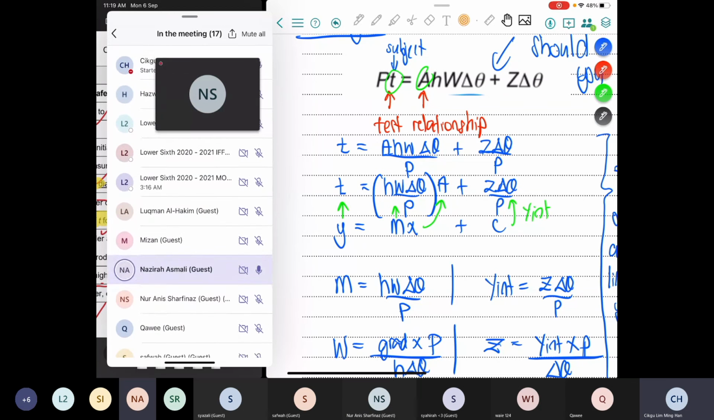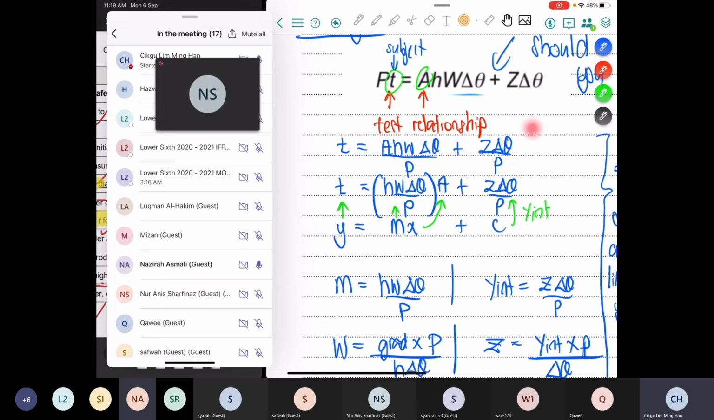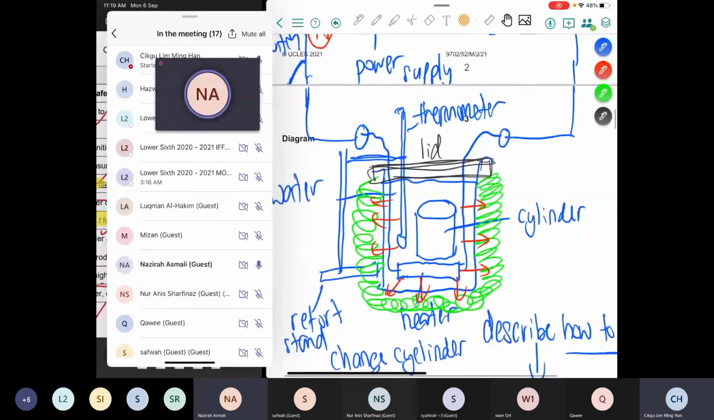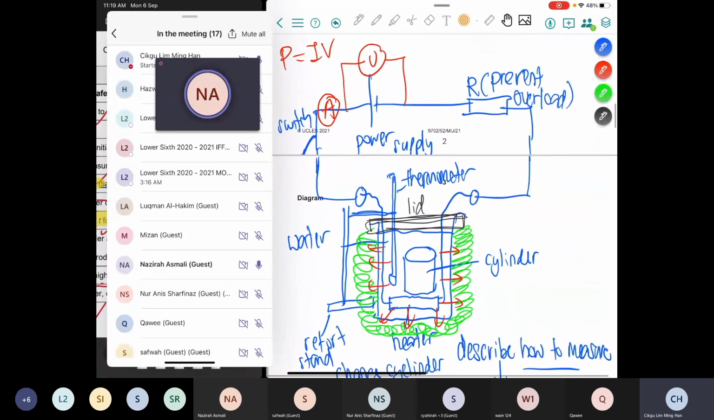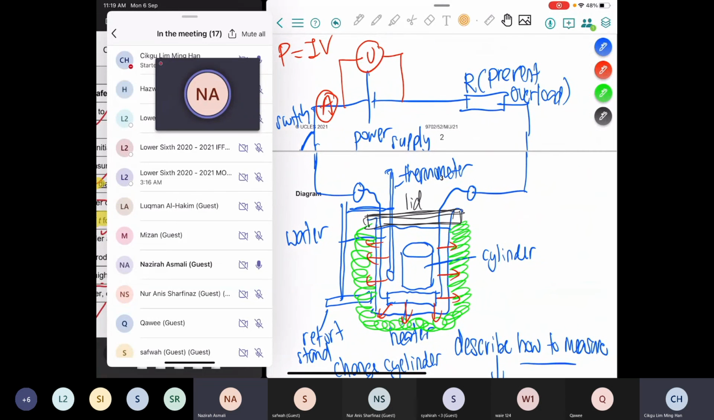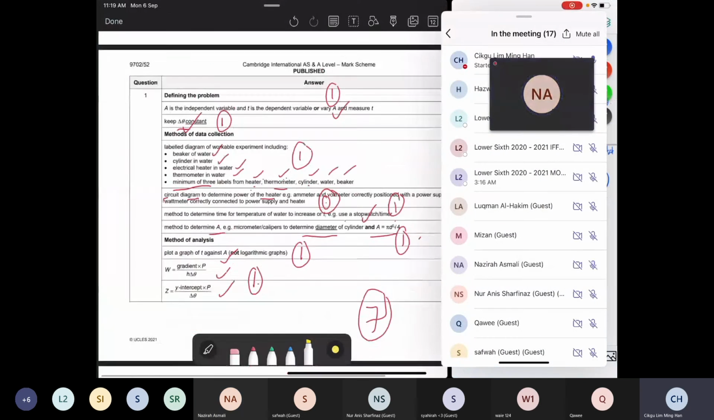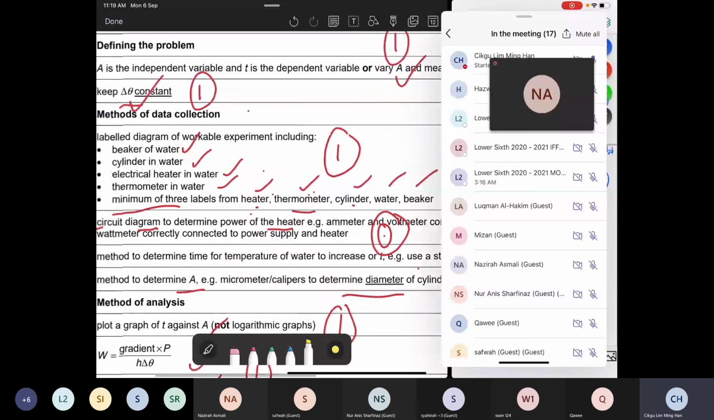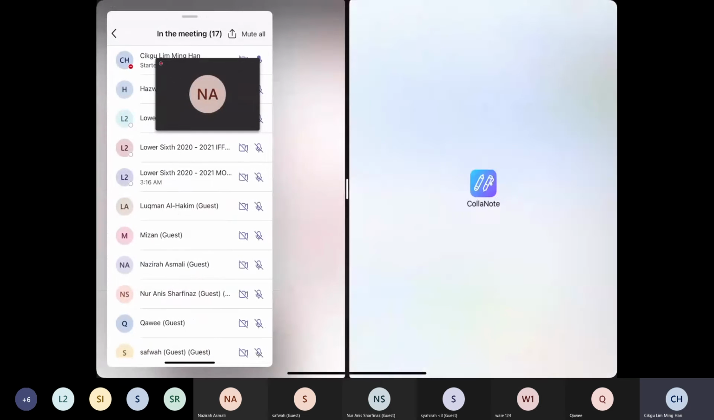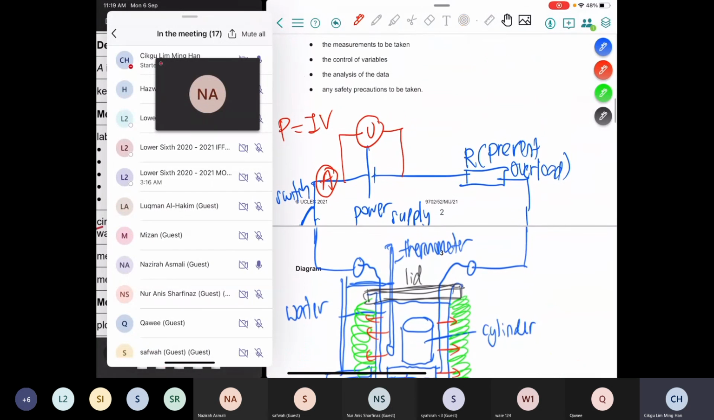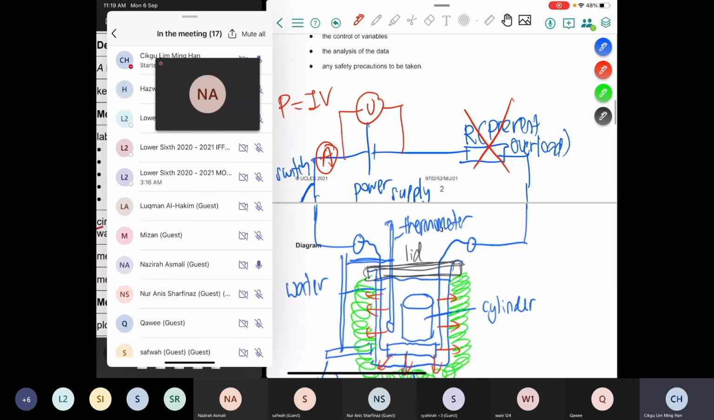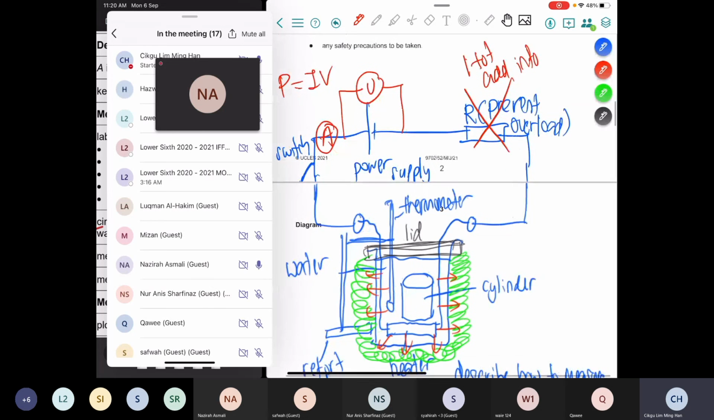Nazira, are you there? Yes. In the diagram there is resistance, right? Must it be there? Okay, let me check the mark schema. No need. This one can be ignored. Because I thought this one could be additional info. But since it's not in the mark schema, no need.